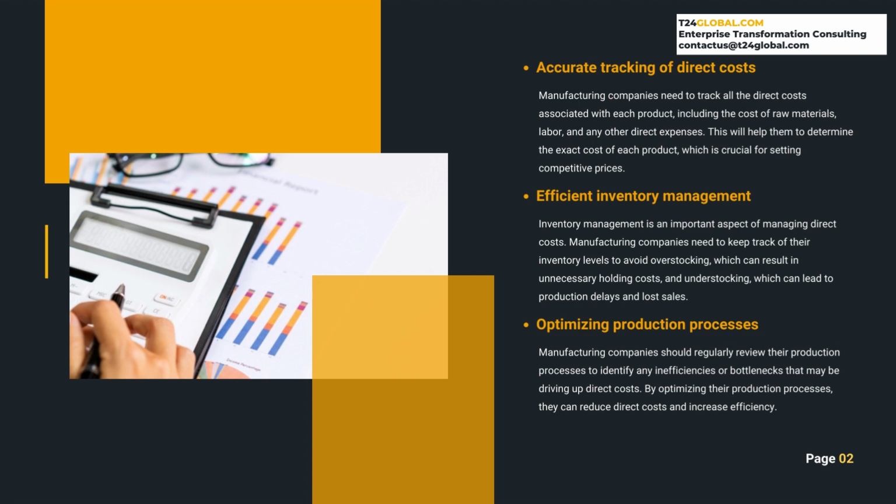3. Optimizing production processes. Manufacturing companies should regularly review their production processes to identify any inefficiencies or bottlenecks that may be driving up direct costs. By optimizing production processes, companies can reduce direct costs and increase efficiency.